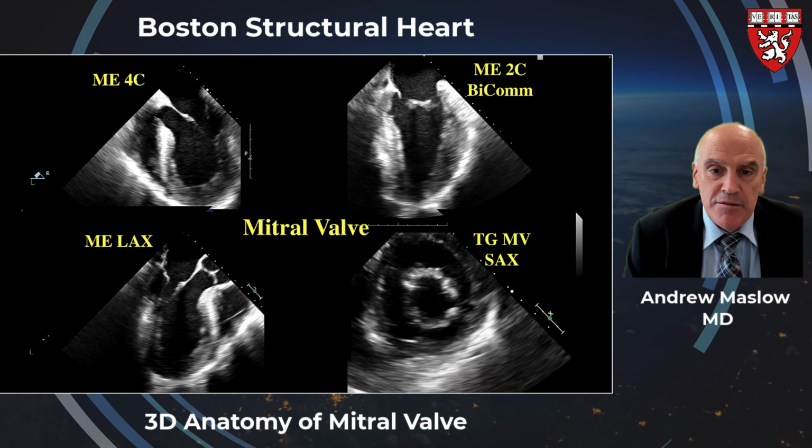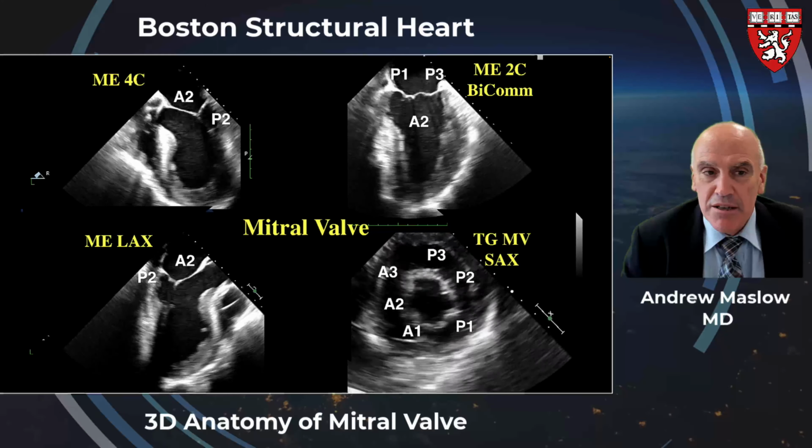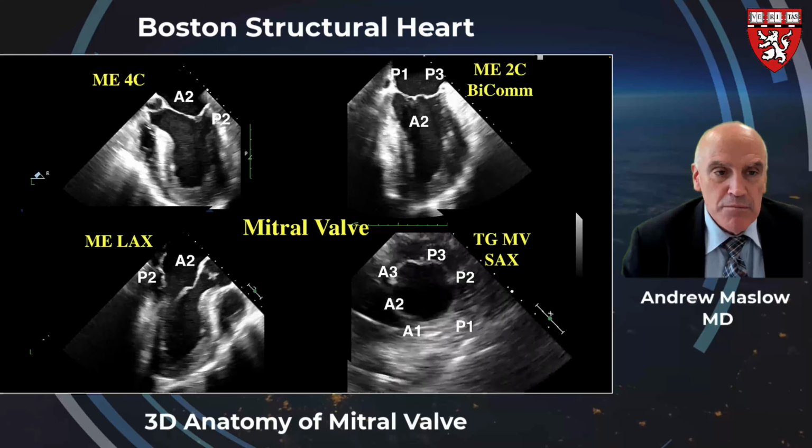So if we take our same images that we had a moment ago, we can drop what we think are the scallops here in the four-chamber view. That's hopefully A2 and P2, and similar in the long axis view. However, the fact that you can see some chordae and some pap muscle suggests that it's probably a bit more of an oblique view and not necessarily cutting straight across A2 and P2.